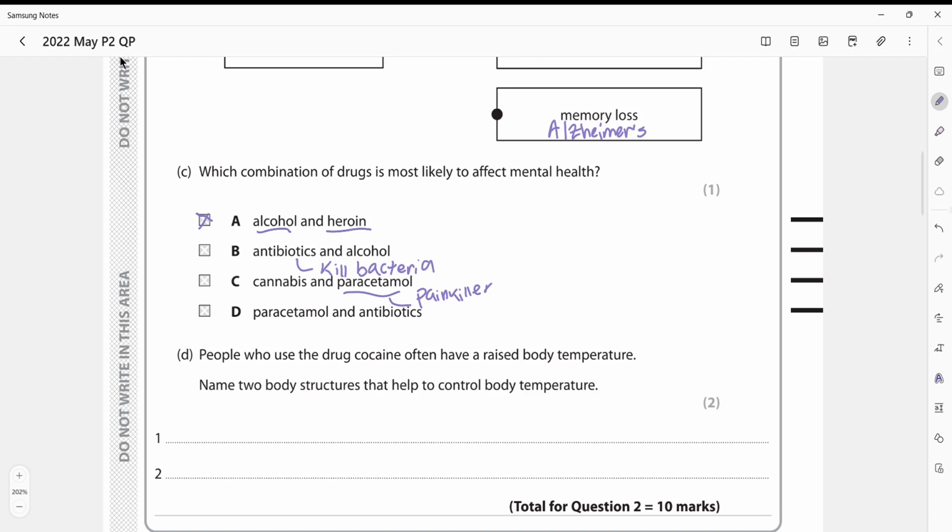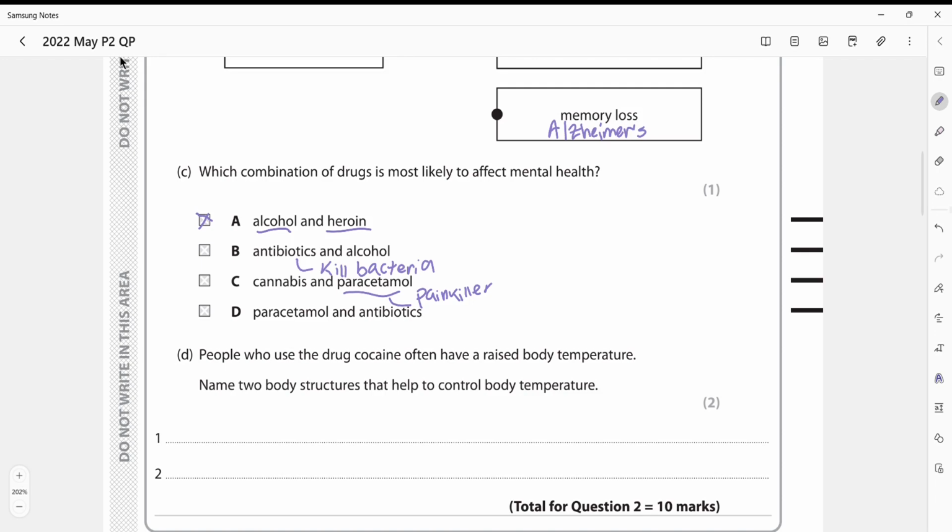Okay, part D. People who use the drug cocaine often have a raised body temperature. Name 2 body structures that can help control body temperature. So there's actually quite a few that you could say here. You could say things like the brain. So for example, in our hypothalamus, we have the thermoregulatory center, and that sort of detects and helps control our body temperature. So you could say the brain.